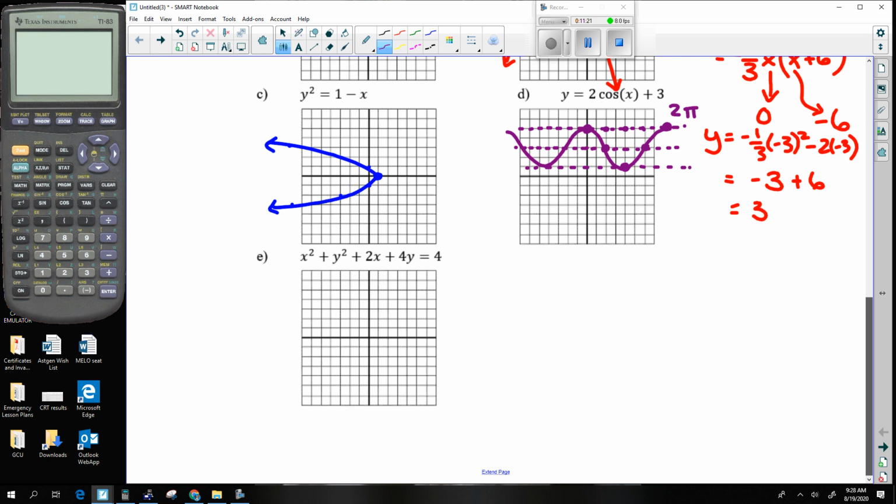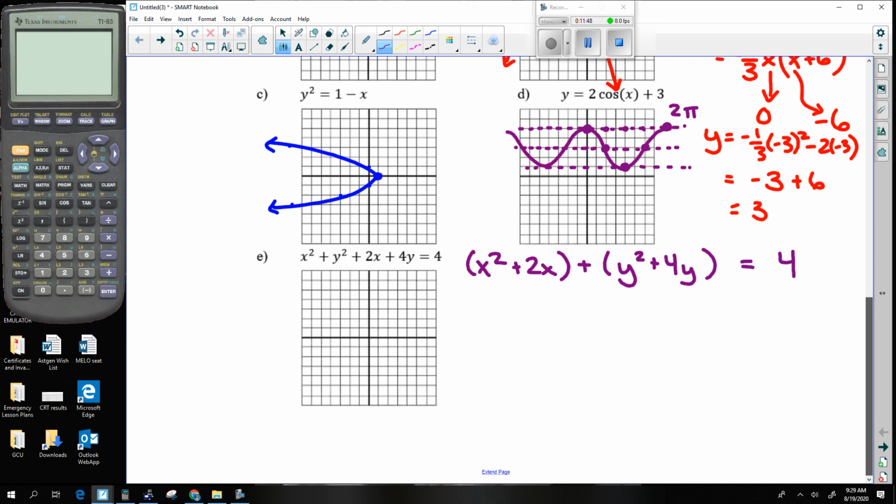Okay. Letter E is a fancy way of writing a circle. And so here's the process. I have an x squared and a 2x. I'm going to focus on these, and then what else I have is a y squared and a 4y. This is all equal to 4.